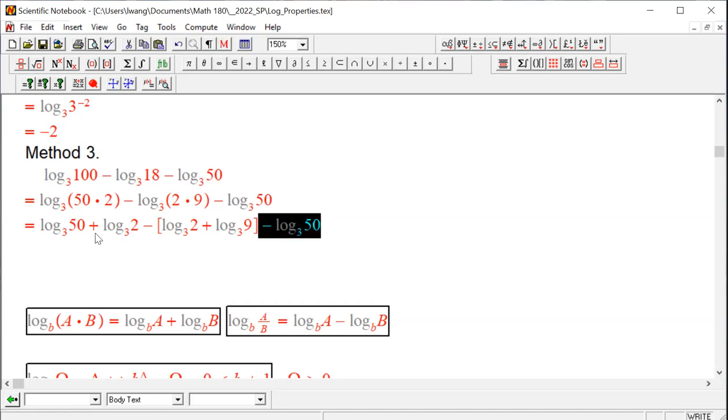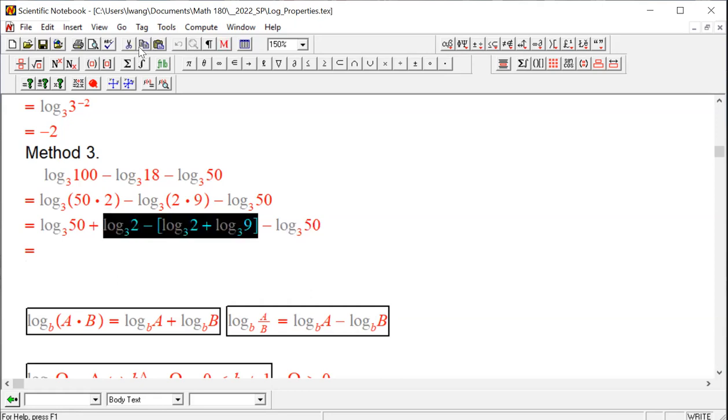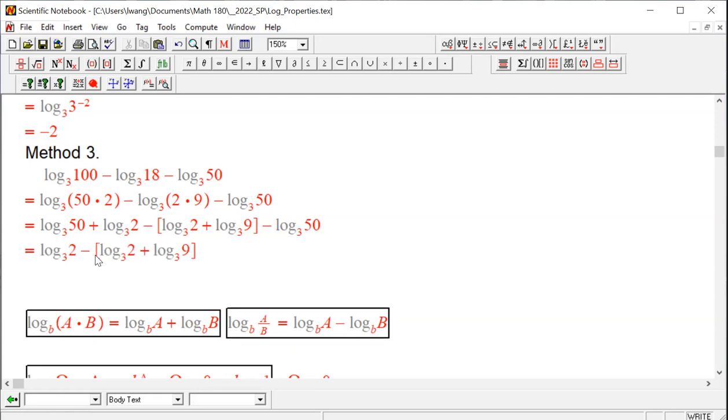And here we go, we have a cancellation. This makes 0. So these two are gone. So what do we have left? We have these left. And then we want to open the parentheses, right? If we open the parentheses, that's going to be minus.